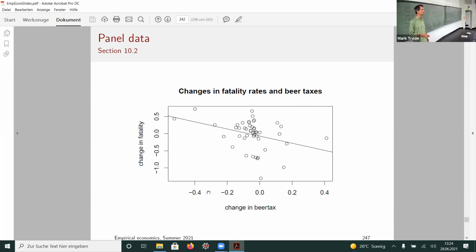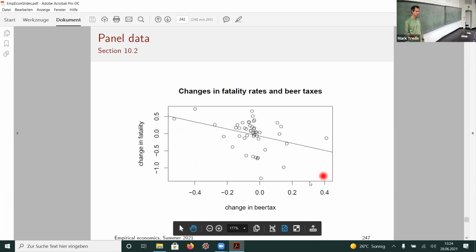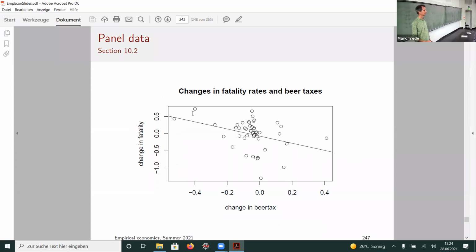And this is the outcome. So if we actually run that regression, we have a negative slope. So the change in the beer tax is down here, and the change in the fatality rate is here. And we can see that the slope is negative. The more we increase the beer tax, the more the traffic fatality rate decreases. So if we decrease the tax rate, then the fatality rate will increase. Not saying anything about the level, only the changes.